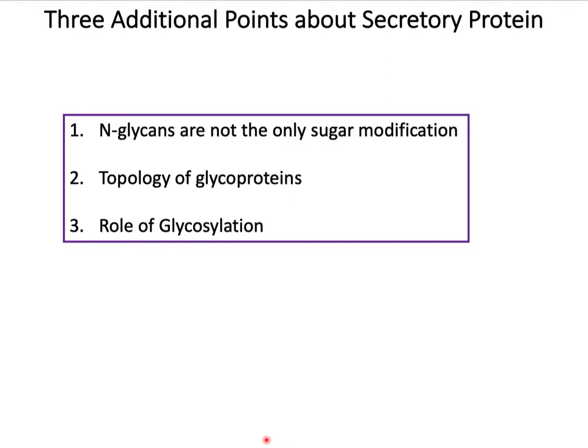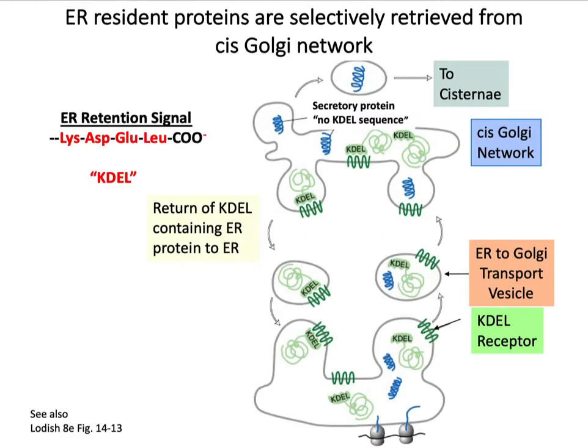So there are 4 short additional points we want to make about secretory protein trafficking. We want to talk about the ER resident proteins again. We want to stress that N-glycans are not the only sugar modifications. We want to talk about why it is important to think about the topology of glycoproteins in the membranes. We talked about this a little bit before. And we want to talk about the role of glycosylation.